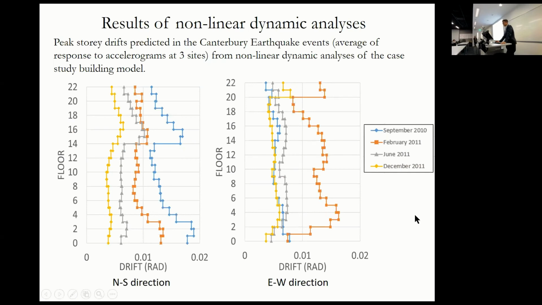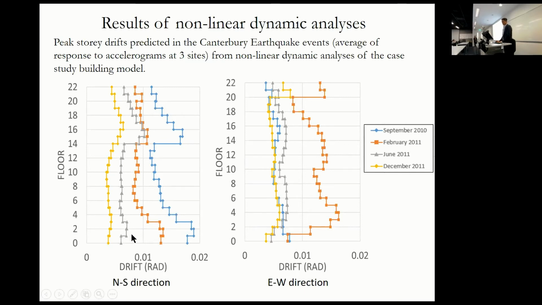Here are some of the results of the time history analysis. First, I'll show you Storey drifts, and then I'll show you floor acceleration demands, peak floor acceleration demands. So here we're looking at peak Storey drifts. And these are, again, the average for the three different sites. And you can see some fairly significant Storey drifts.